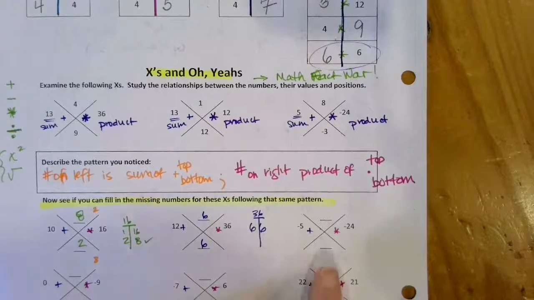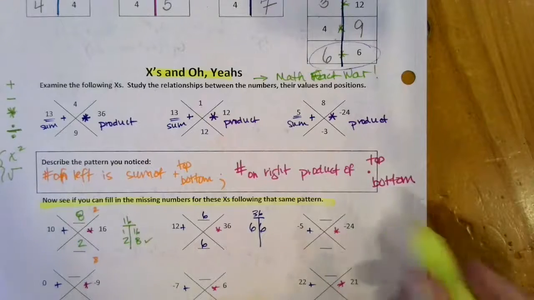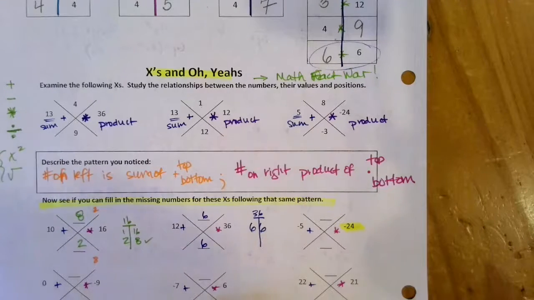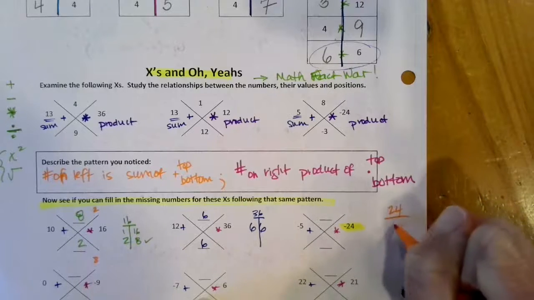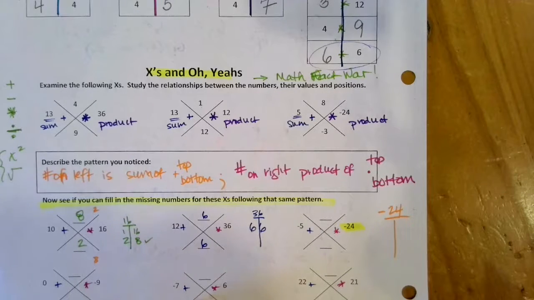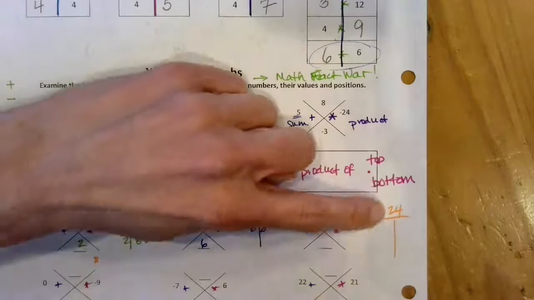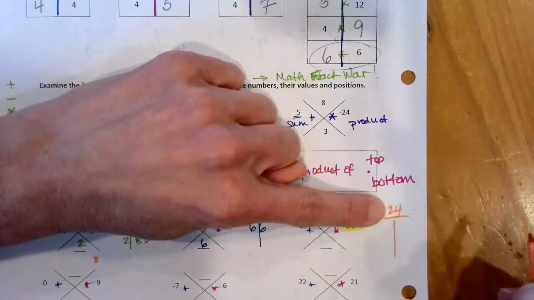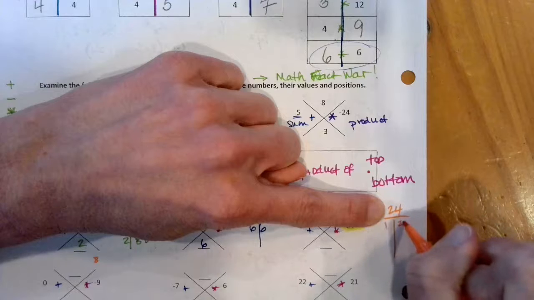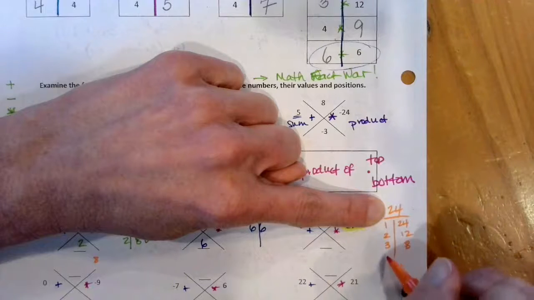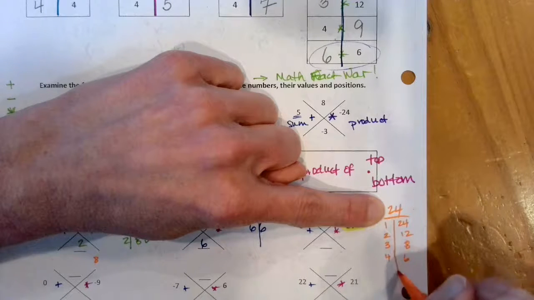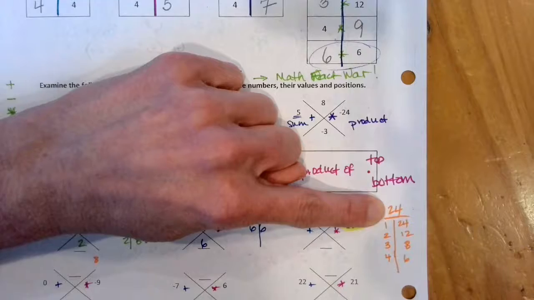Okay, so this one's a little tricky because do you see that negative sign? We're going to have to try to find two numbers that multiply together to be negative 24, which means one of these values is going to be negative. So let's ignore that for now and just list our factors of 24. 1 and 24, and 2 and 12, 3 and 8, 4 and 6. I think we got them all.